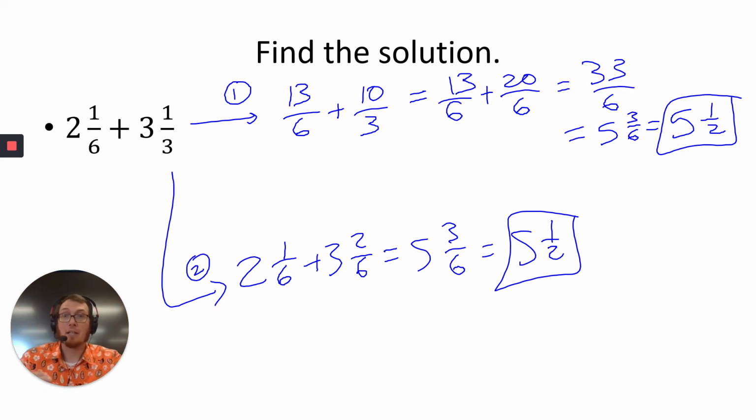That works. That's the first method. The second method, okay, takes everything and makes it just compartmentalized. So 2 plus 3 is 5. But then I had to make 1/6 and 1/3, these two pieces right here, into the same denominator. So that's 1/6, and I made 1/3 into 2/6. And I just add the whole numbers up. 2 plus 3 is 5. 1/6 plus 2/6 is 3/6. Simplify 3/6, and you get a half, and you're done.